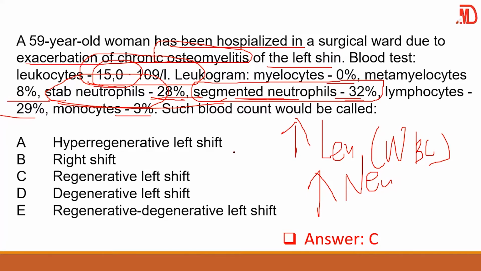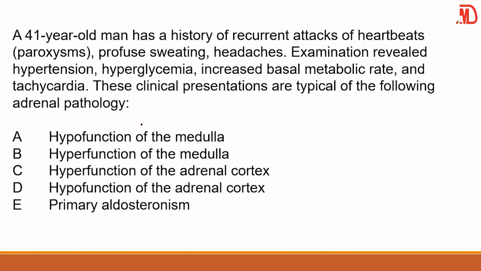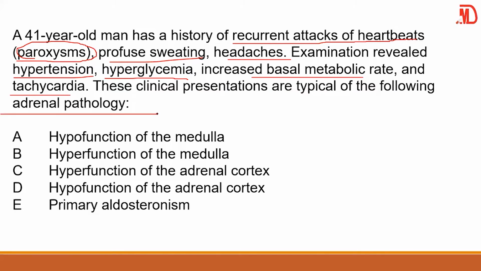A 41-year-old man has a history of recurrent attacks of heartbeats, that is paroxysms, meaning they occur suddenly or sharply, with profuse sweating and headaches. Examination revealed hypertension, hyperglycemia, increased basal metabolic rate, and tachycardia. These clinical presentations are typical for the following adrenal pathology.